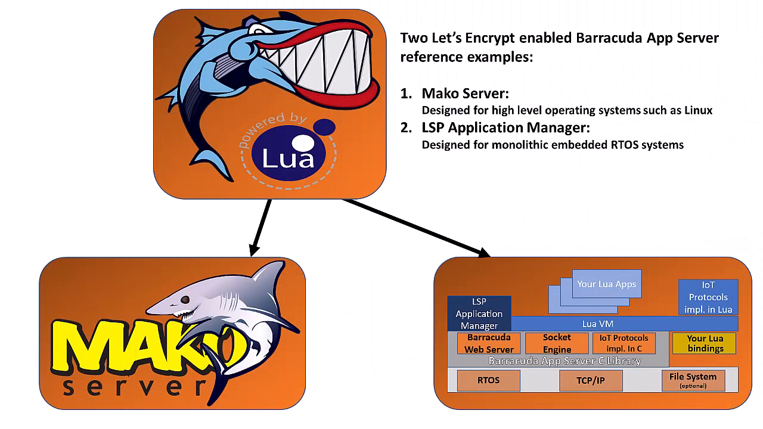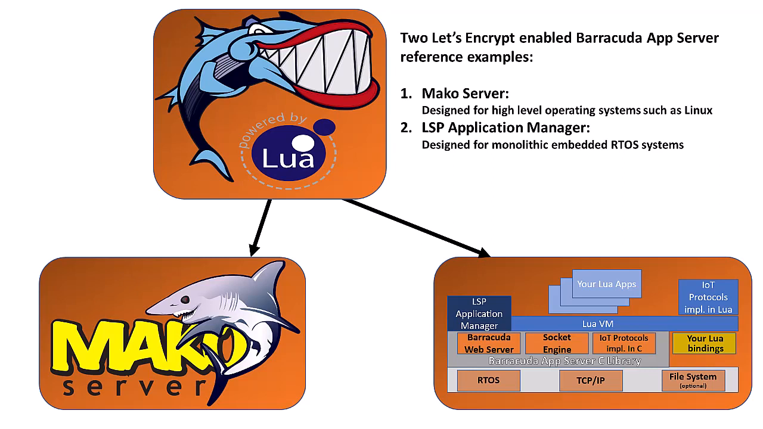We provide 2 reference servers based on the Barracuda app server C source code library that are ready to use with Let's Encrypt. This video tutorial uses the Mako server, and you can try it yourself by downloading and running it. The LSP application manager is designed for RTOS devices and is covered in a separate video. The Barracuda app server library offers the same programmable Lua API to the 3 Lua modules, regardless of the underlying architecture, and whether you use the Mako server or the LSP application manager.